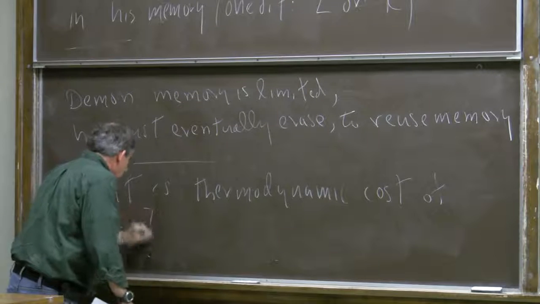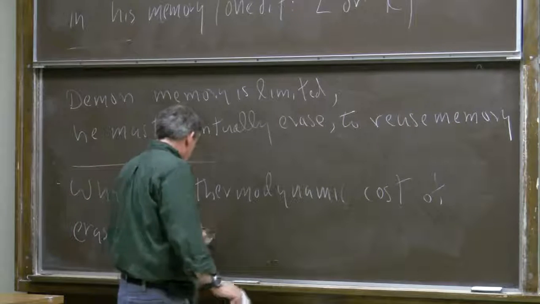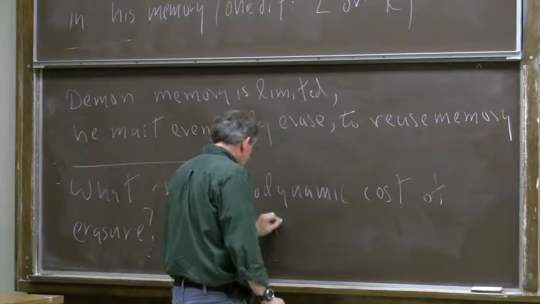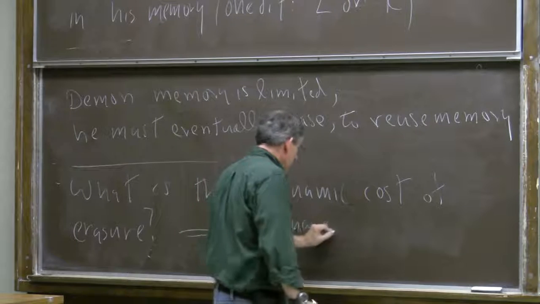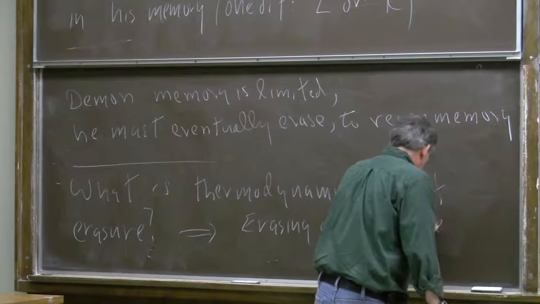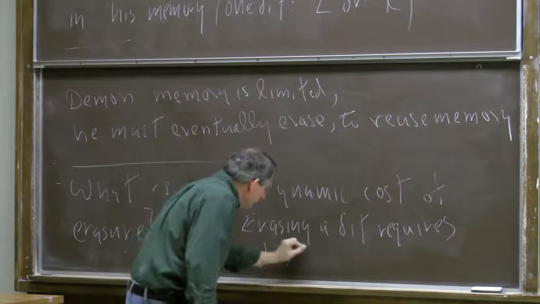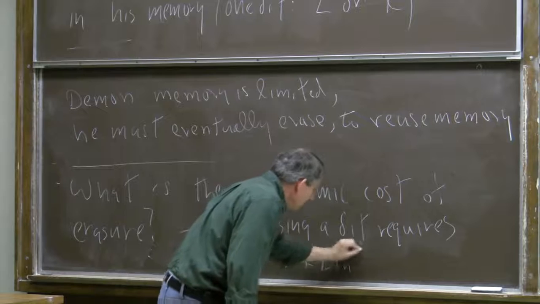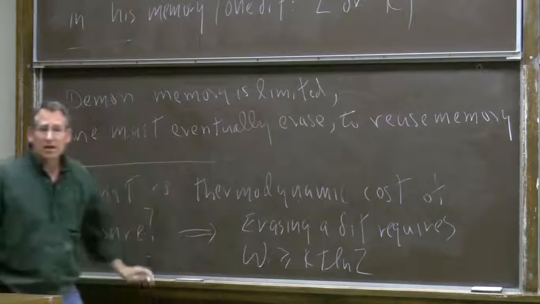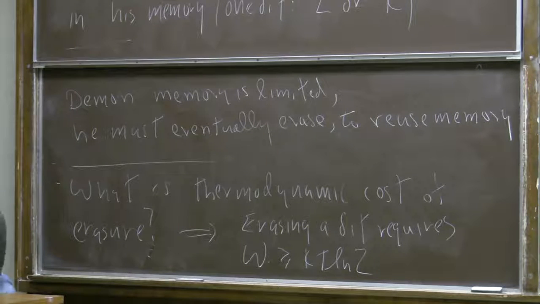This was a question that was actually asked by Rolf Landauer in the early 60s, and his answer was that erasing a bit requires work. An amount of work which is at least kT log 2. Log 2 because we're erasing one bit. Okay. So if Landauer is right about that, then there's really no paradox.